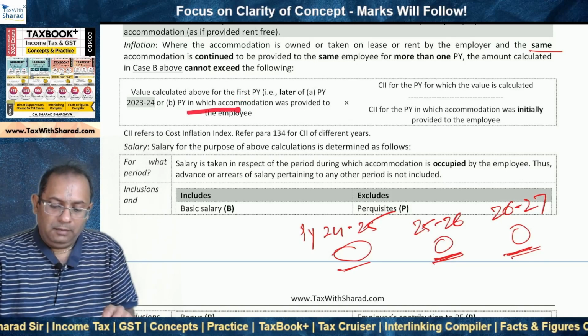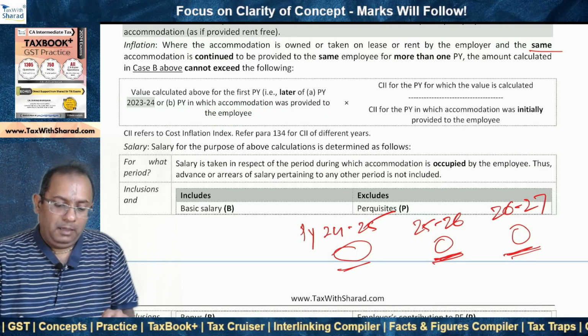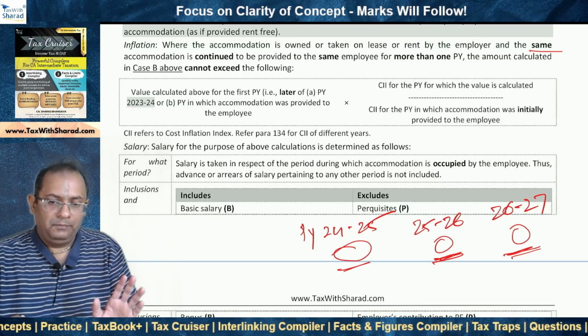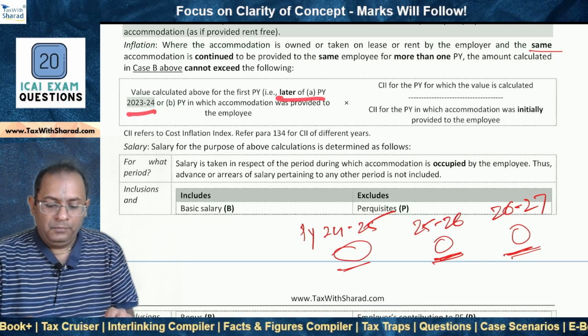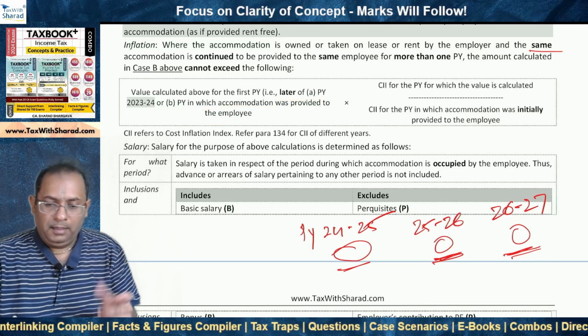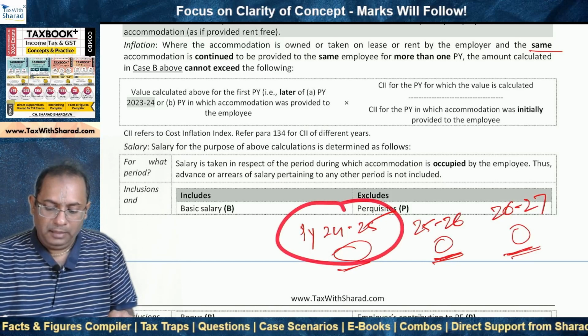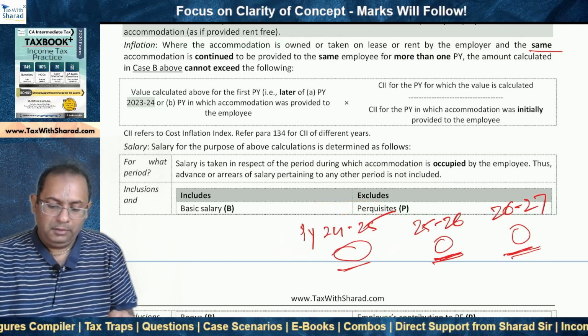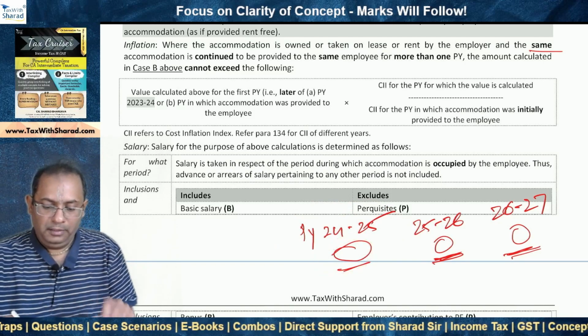It is the previous year in which accommodation was provided to the employee, but it cannot be before previous year 23-24. So this will basically be the later of previous year 23-24 or the previous year in which accommodation was provided to the employee. In our example, it will be the later of previous year 23-24 or previous year 24-25. So it will be basically previous year 24-25. So the value that we arrive at for previous year 24-25.